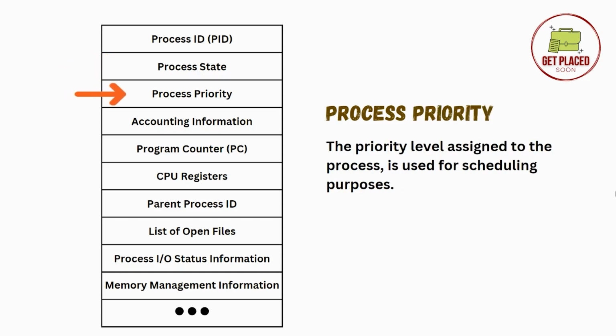Moving ahead, we have process priority. The priority level assigned to the process is used for scheduling purposes. So there is some kind of process which has to be completed very immediately. And there is another which is important to run but not in a rush, right? So the less important one will be given a later chance. The most important is given a chance to run first. So that is known as priority. For each and every process, a priority is assigned, and this will also help the OS to manage, right? So this is process priority.